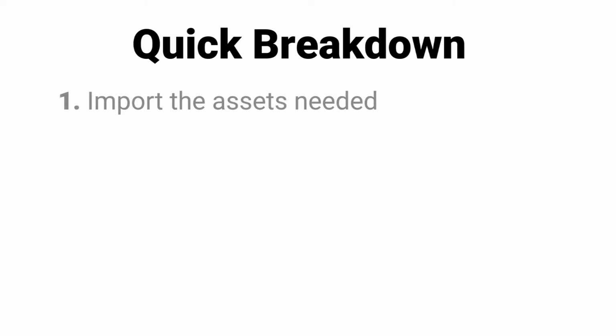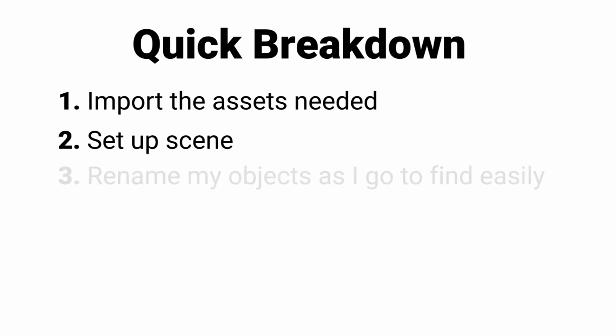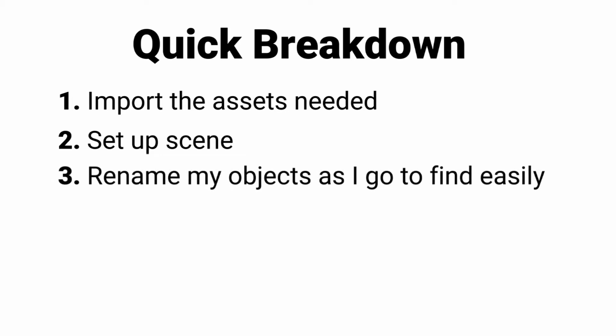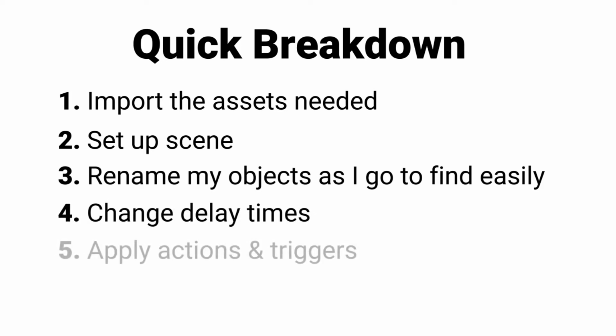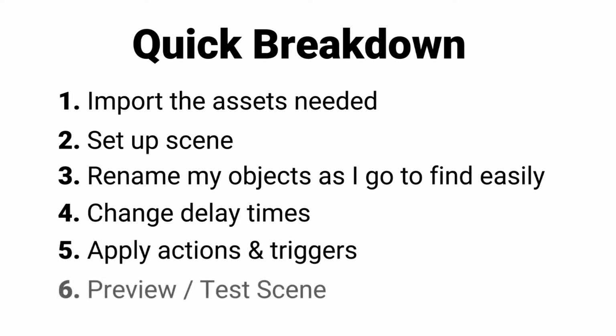First, I need to import the assets I'll be using. Then, I'll set up my scene and place everything how I want it to look. As I import my assets, I'll change their names to quickly identify them later. I'll be playing with the delay times. Then, I'll apply actions and triggers to my assets. And finally, throughout the process, I'll be previewing my scene to make sure everything is working as I intended.